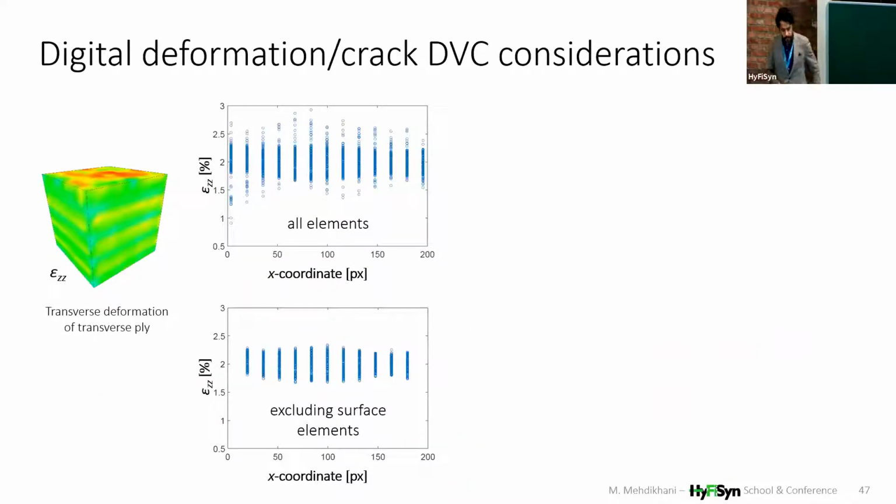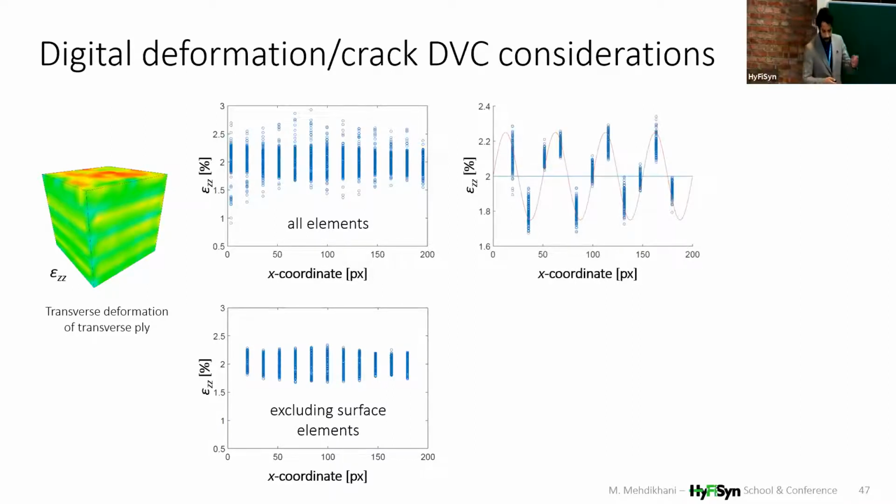Another thing that we should consider during DVC is that on the edges, we always have some edge effects, if you want to call it like that. And you can see this high localization of strain happening on the edge. It's important to exclude these elements on the surfaces if you want to have better results. As you can see here, these results look much more uniform, as they should be.